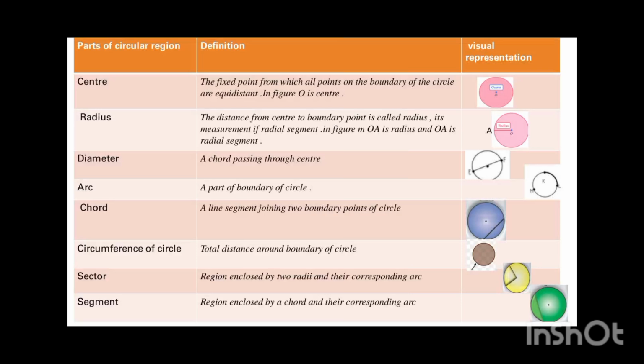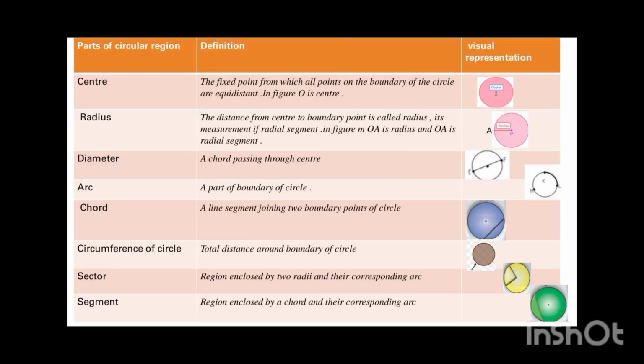Circumference of a circle: the total distance around the boundary of a circle. If this is a circle, this one whole circle is the circumference. These lines are the circumference. That means the total distance around the boundary of a circle is called a circumference.